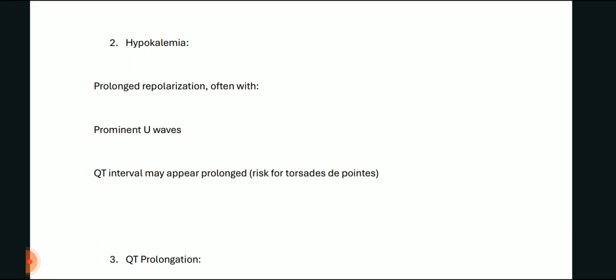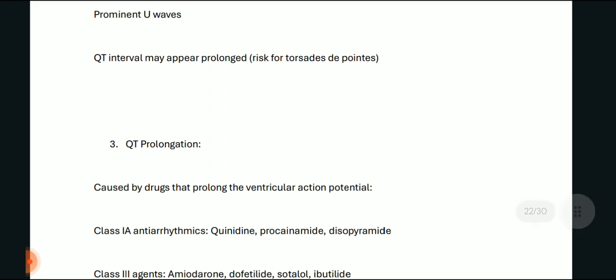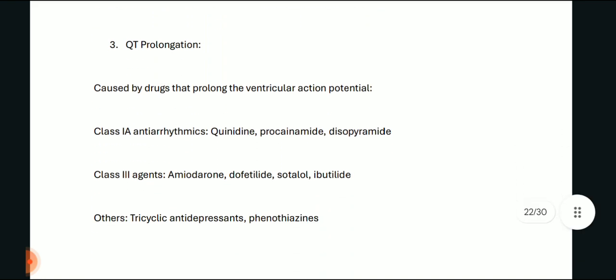Hypokalemia presents with prolonged repolarization, often with prominent U waves. The QT interval may appear prolonged. Risk of torsades de pointes is there.